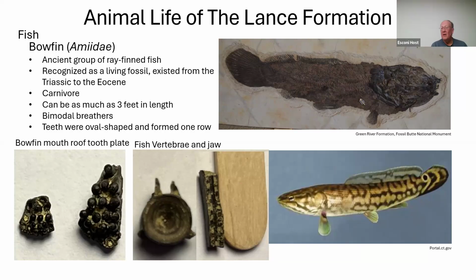Here is an example of a bowfin from the Green River Formation, so you have an idea what they looked like, at least back then, and a modern day bowfin.